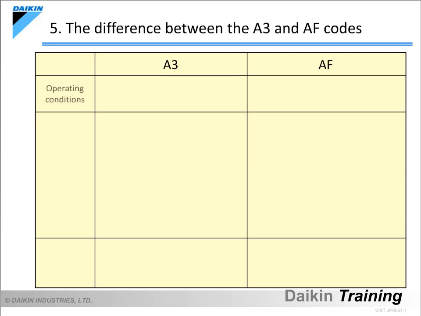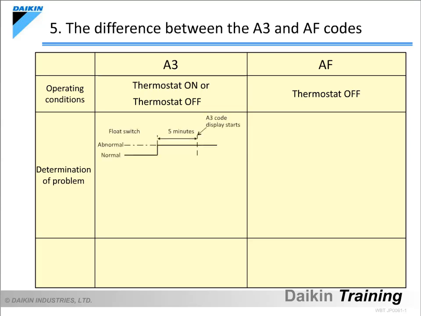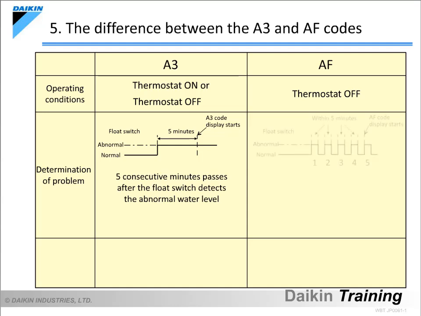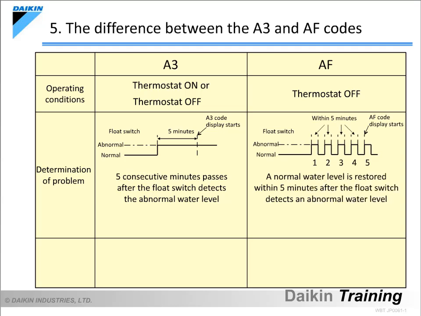In terms of the operating conditions for determining a problem, an A3 malfunction is determined when the thermostat is either on or off, and an AF malfunction is determined when the thermostat is off. The A3 code is an abnormality indicator that appears when the float switch stays in an abnormal position for 5 minutes. The AF code is a warning that appears when the float switch detects an abnormal position while the thermostat is off, but returns to the normal position within 5 minutes, and this is repeated 5 times.